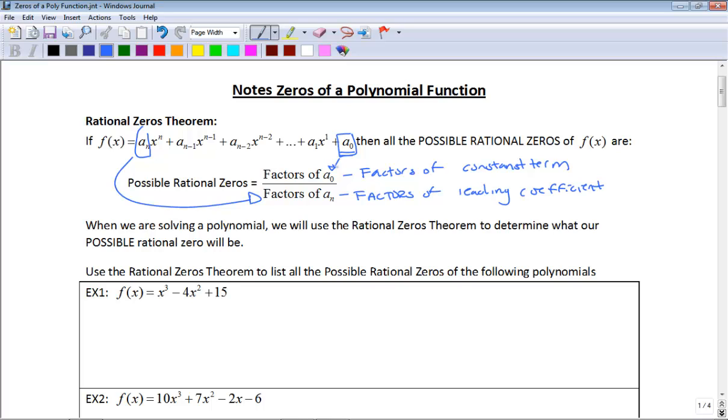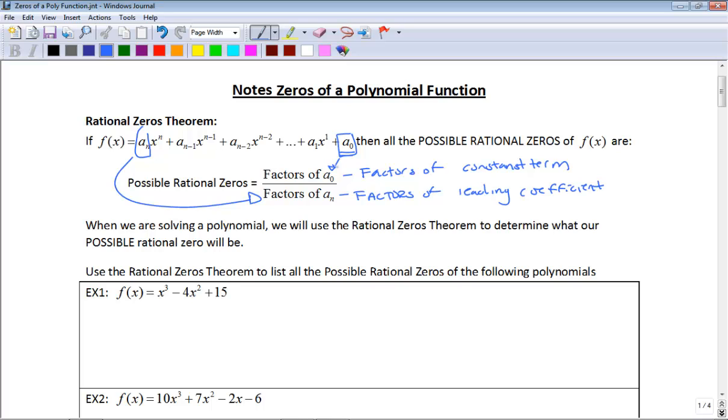What the rational zeros theorem tells us is that if you're going to have a rational zero, and a rational zero means that it's either an integer or a fraction, it's going to come from these possibilities. It doesn't mean that these numbers have to be a zero or a solution of your polynomial. It's just the possibilities. If you had one that's an integer or a fraction, it's going to come from that set of numbers.